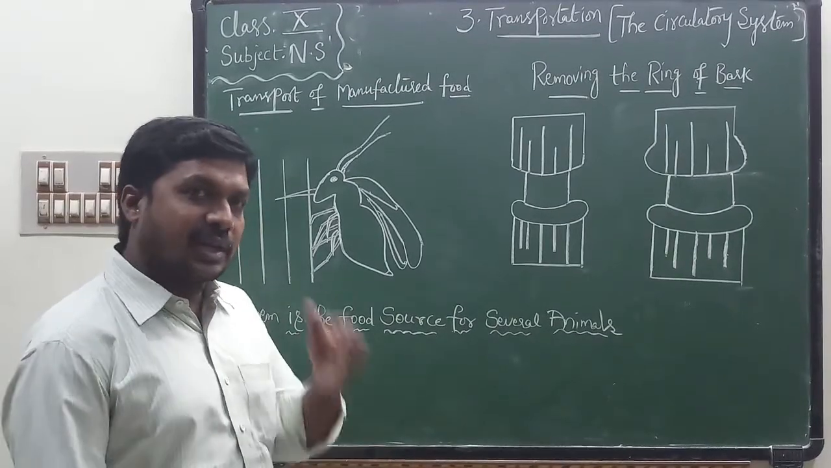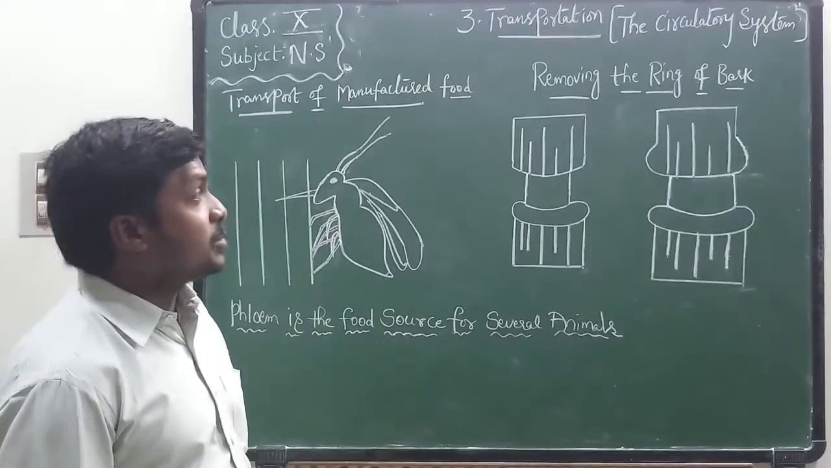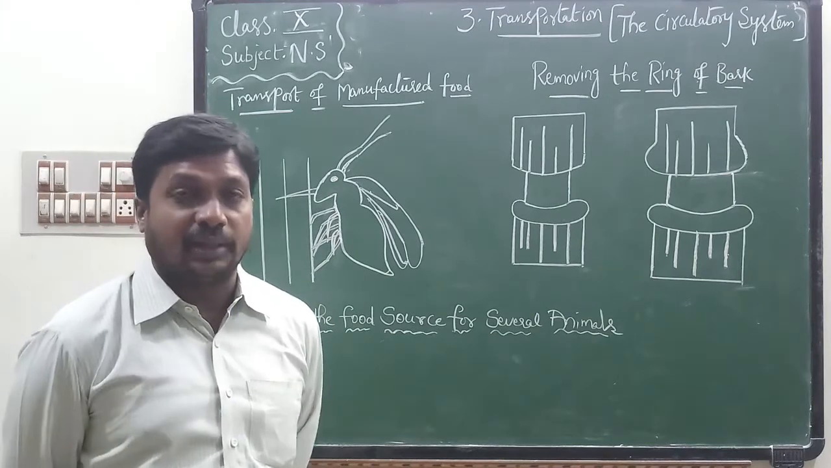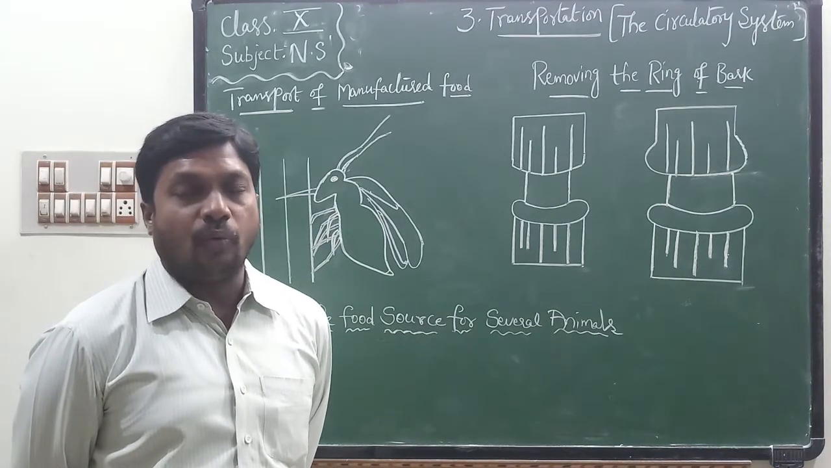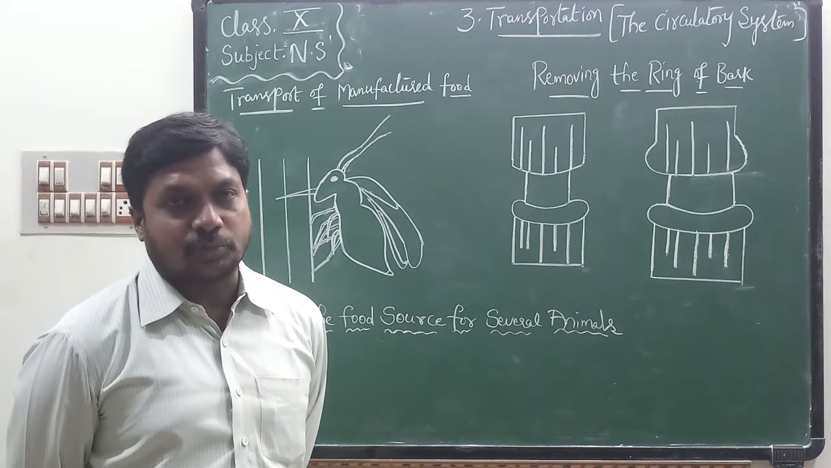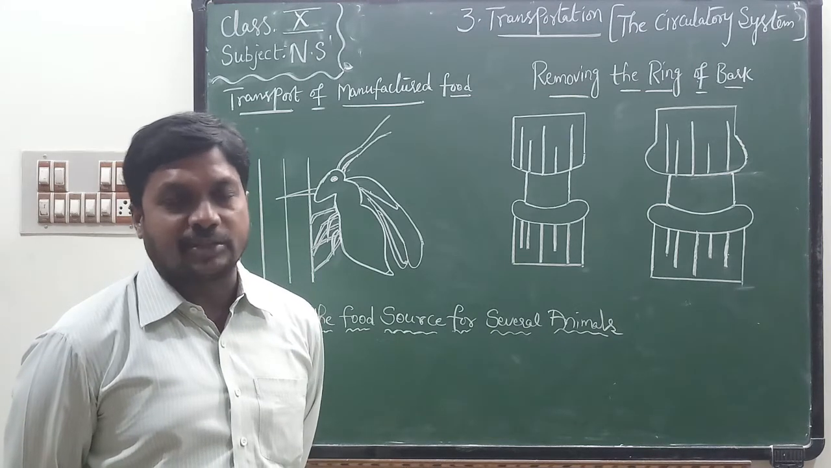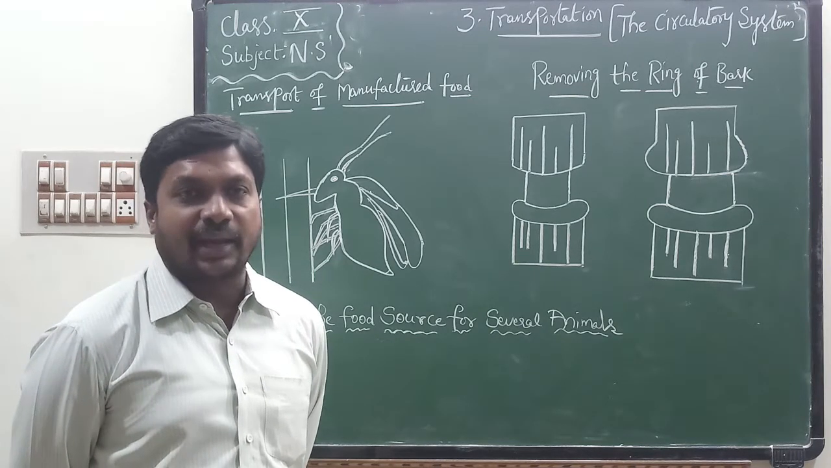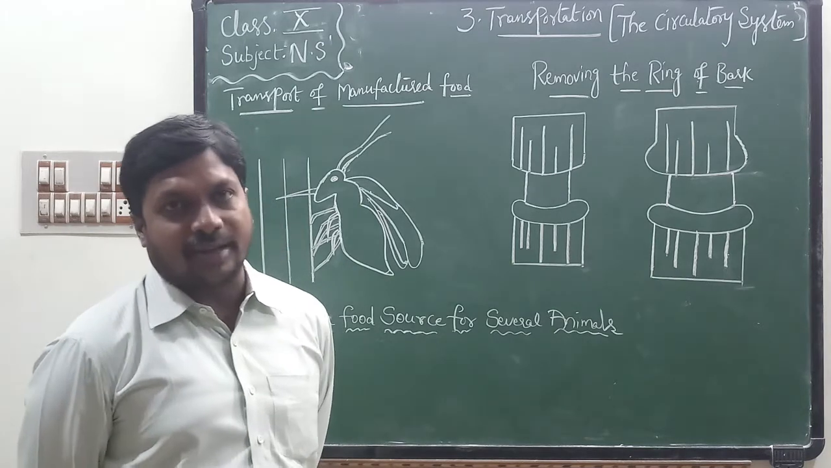Students, in the previous class, in the third lesson of NS subject, transportation, the circulatory system, I explained how water is absorbed by roots, and I explained about root pressure and transpiration. Once again I repeat about root pressure and transpiration.